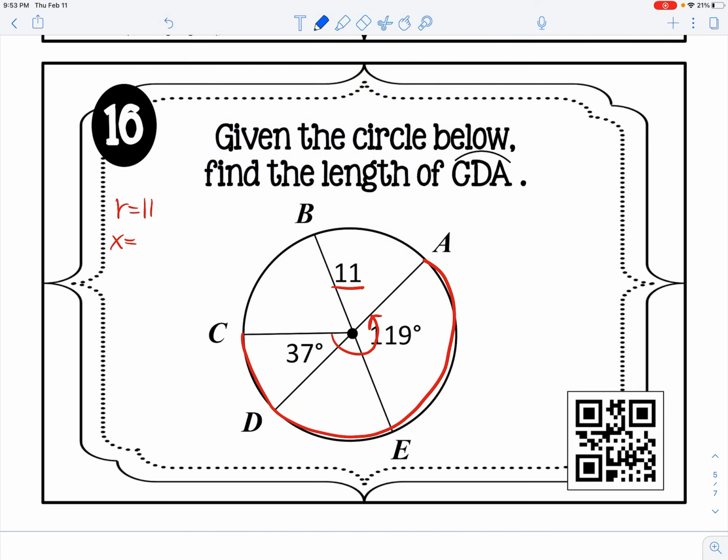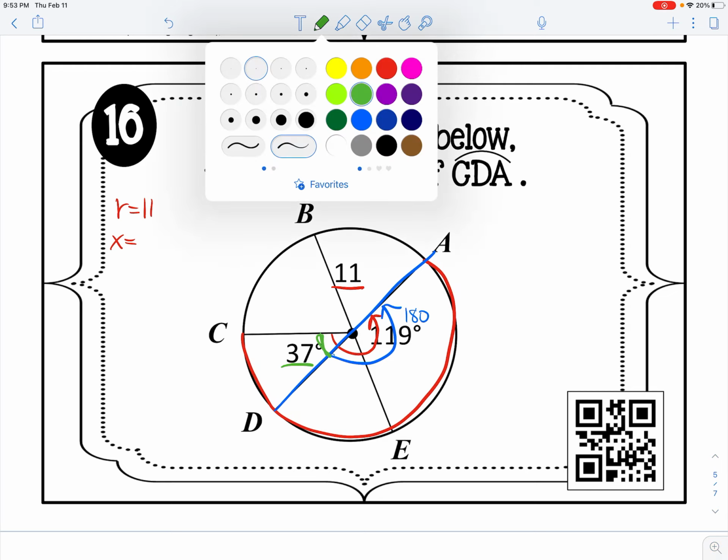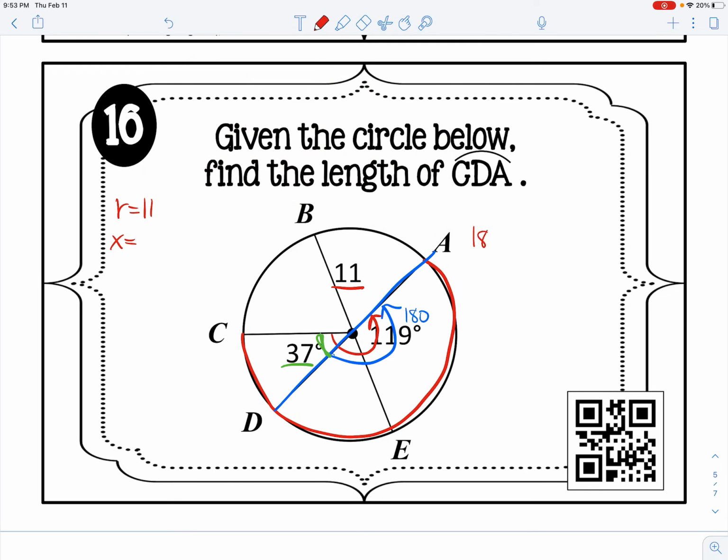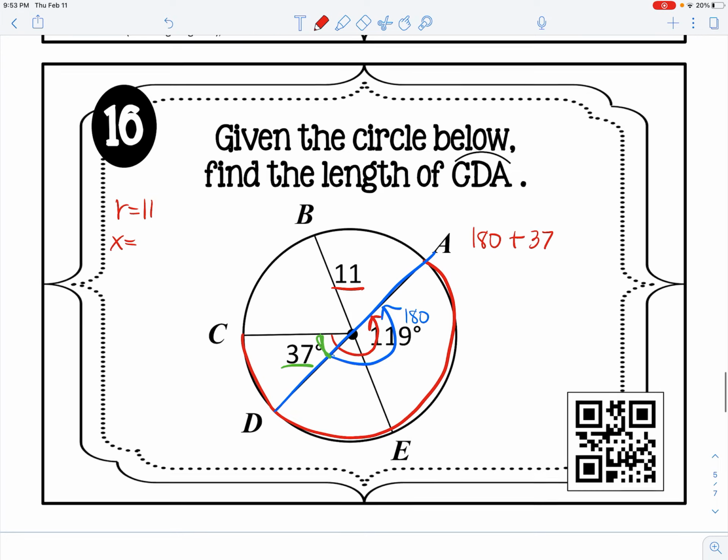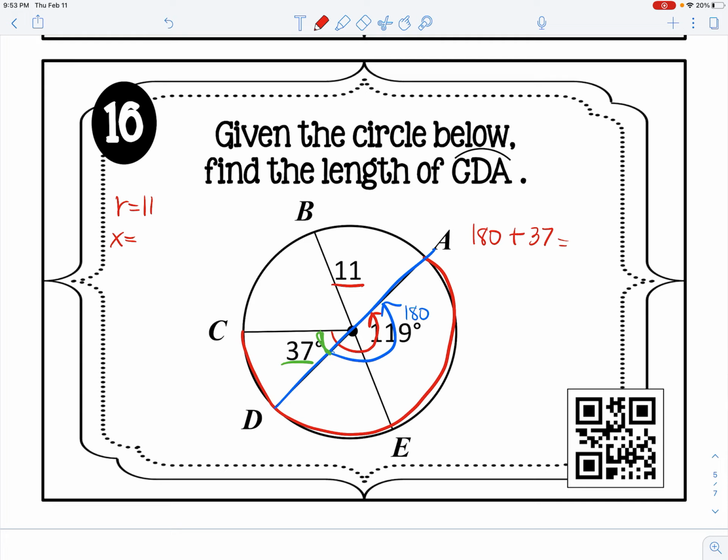So how I would find this one, the only two we know is this 37 and the 119. So what I would do is look for anywhere that we have 180 degrees. So I could say this part right here, that's 180. And then this other little part right here is 37. So my total angle there should be 180 plus 37. And so we add those together, we're going to get 217.